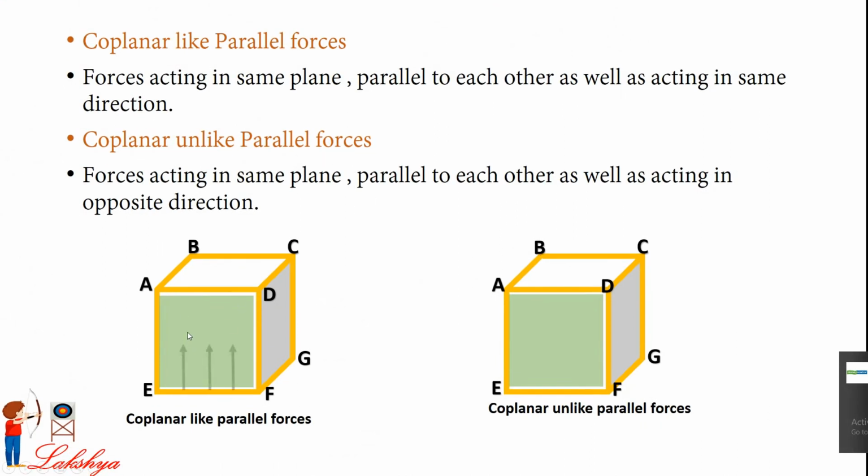Now these three forces are parallel to each other. Again, these three forces are also parallel to each other, as well as they are acting in the same plane. Then what is the difference? The difference is only that the direction of this force is downwards, right? So although they are parallel to each other, here they are in the same direction, and here the direction is opposite to each other, right? So they are coplanar like parallel forces, and these are coplanar unlike parallel forces.